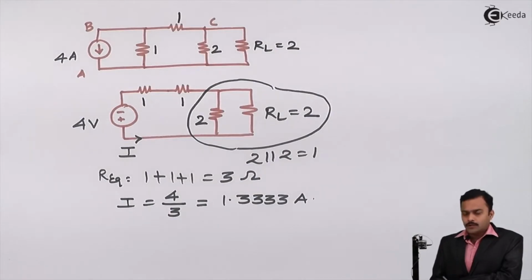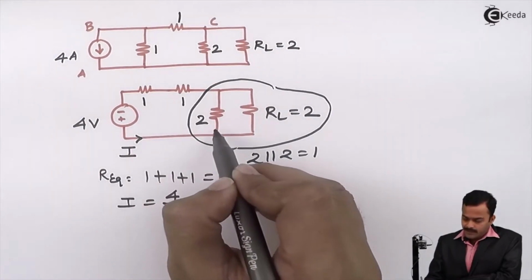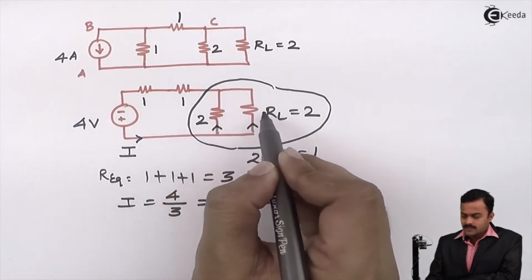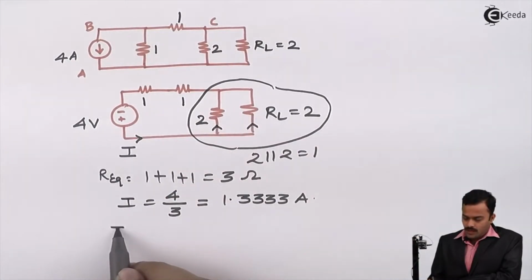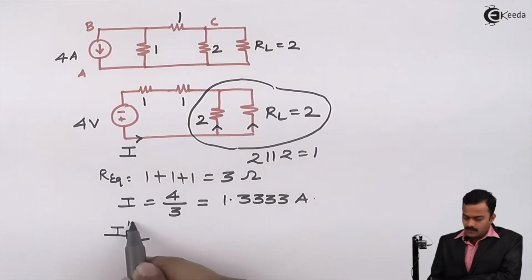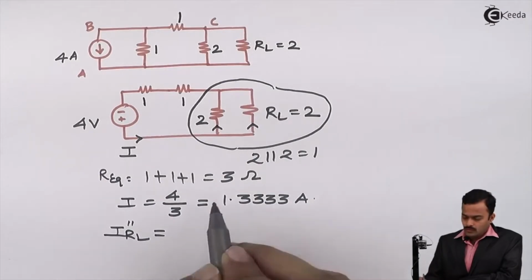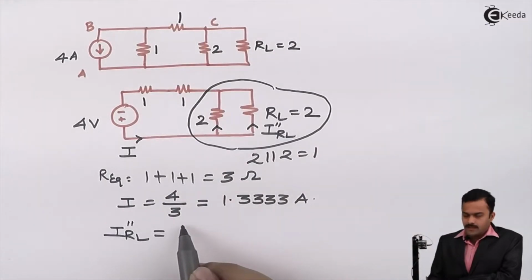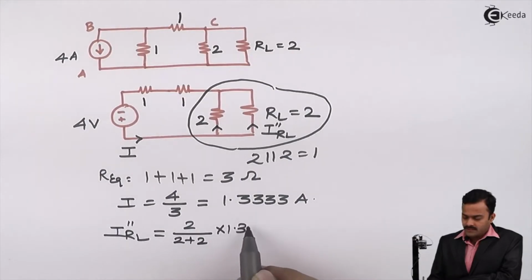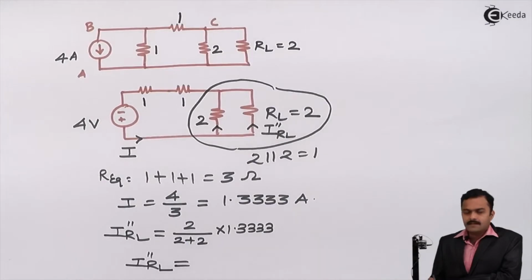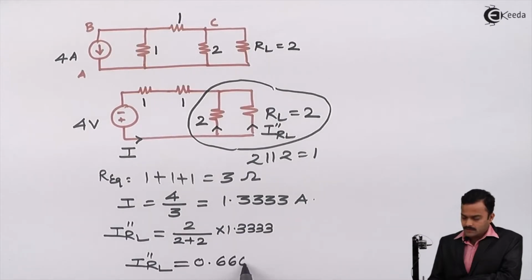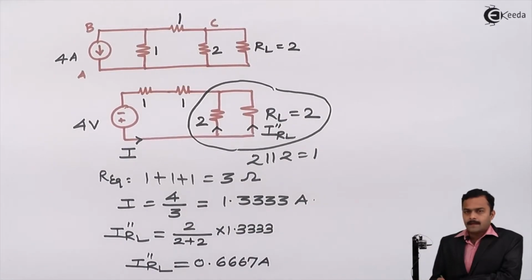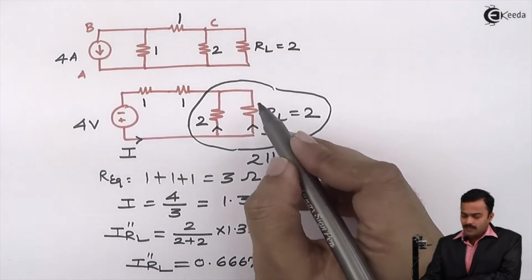Now what I can do, this current is split equally because the resistances are the same. So IRL double dash, I want to find this resistance current. By current divider, 2 divided by 2 plus 2 multiplied by 1.3333, IRL double dash will be 0.6667 ampere. But the current direction I will get is upward.